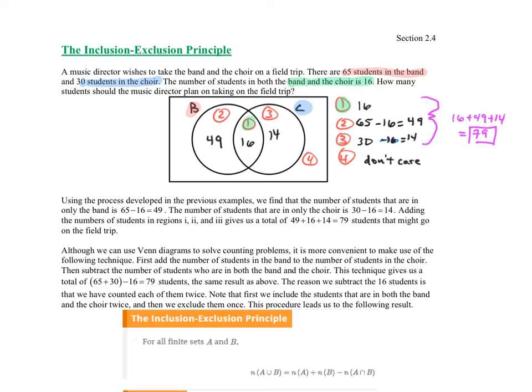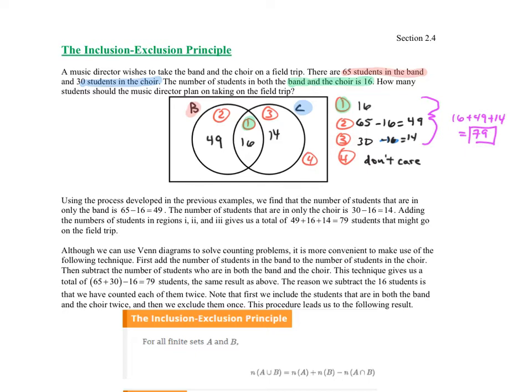Which ones are counted twice? Well, the ones in region 1 are counted twice in this case. The ones in region 1 would be counted in band, and those same students in region 1 would also be counted in choir. So, what's the inclusion-exclusion principle about?